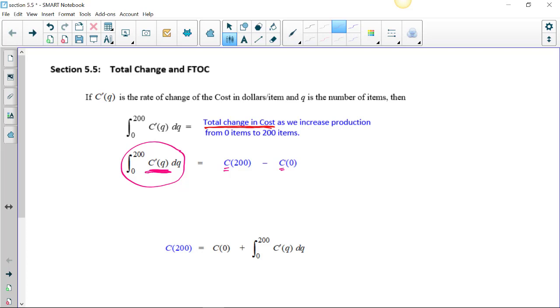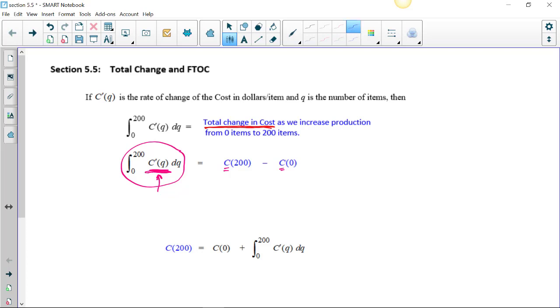We have not had the luxury of that because we've never known the function whose derivative was given here in our integrand. Okay, but if we knew the cost to produce 200 units, the total cost, minus the cost to produce 0 units, then we could figure out the change in cost for those two production levels. Okay, but we still don't know that cost function. That is more of what we will do in chapter 6.